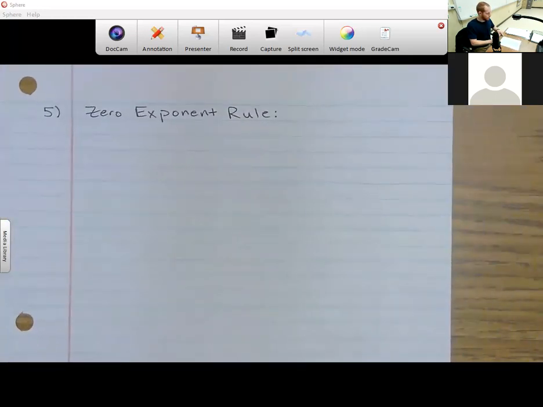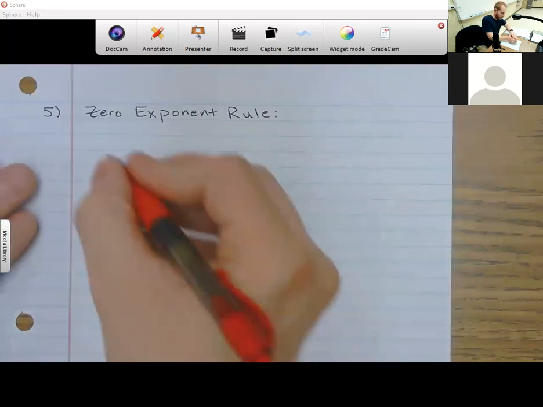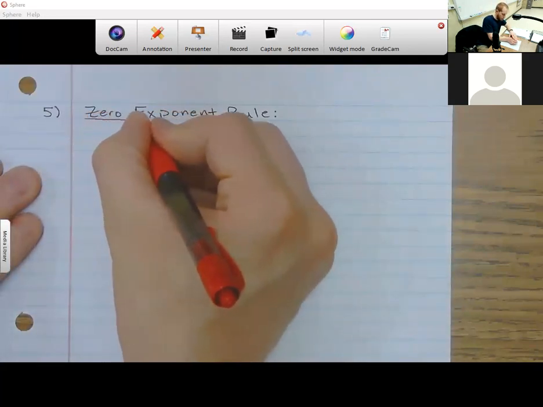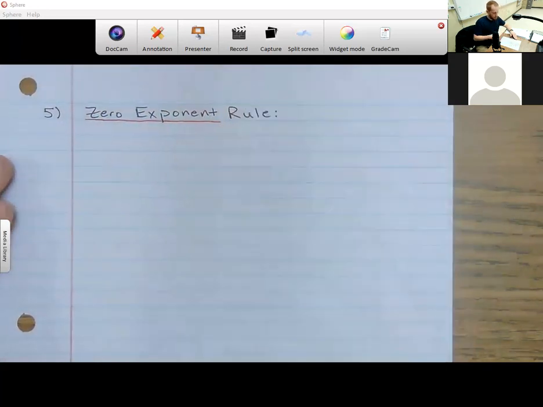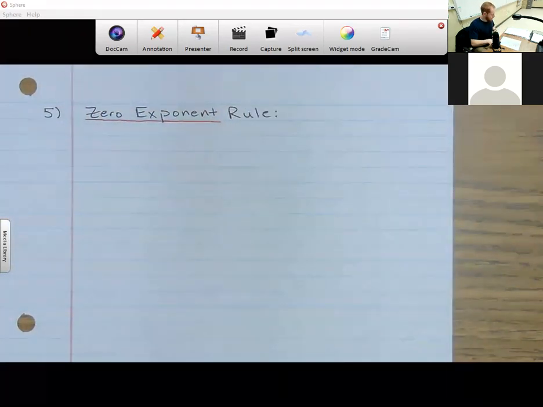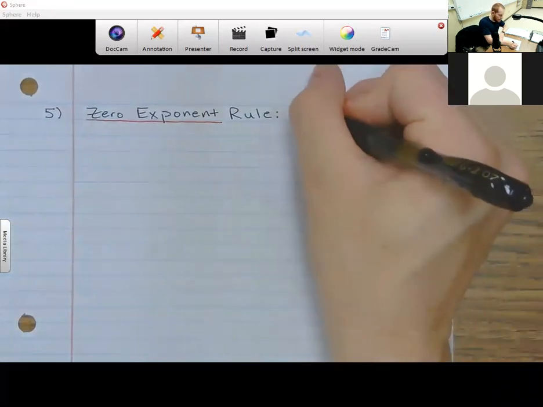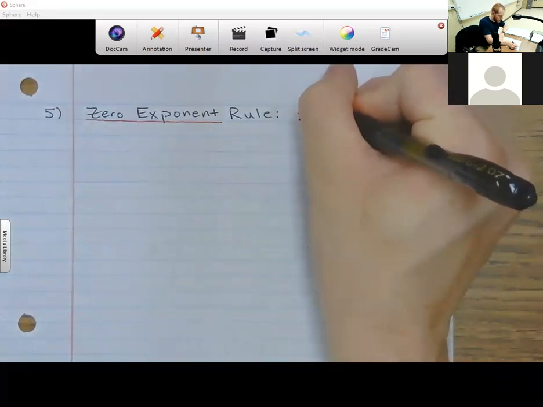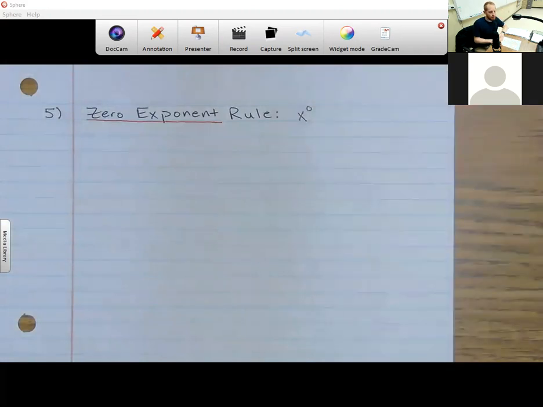So let's talk about this one. When we're talking about a zero exponent, I really mean that your exponent is literally going to be zero. So when I say zero exponent, that means you're going to have zero for an exponent. So I'm going to underline the zero exponent in red. Okay, so what happens here? You're going to have a variable. You might have a coefficient out in front, but we're going to leave that off for now. And your variable is going to be raised to the zero power.